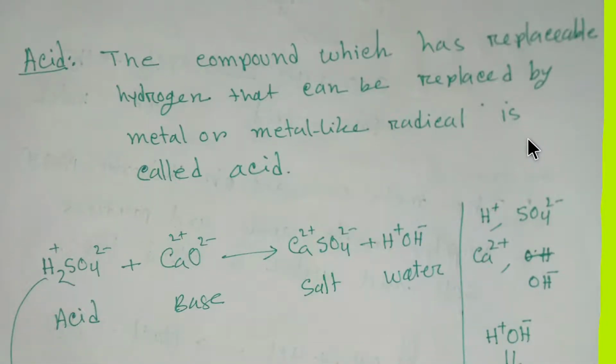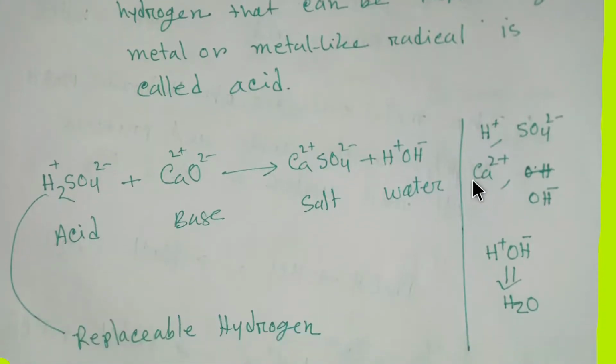Well, let me first say something about the hydrogen ion. This is hydrogen ion, and the oxidation state of hydrogen ion is +1. This is sulfate ion. Here, the oxidation state of sulfate is -2. This is hydroxide ion. This is calcium ion, right?